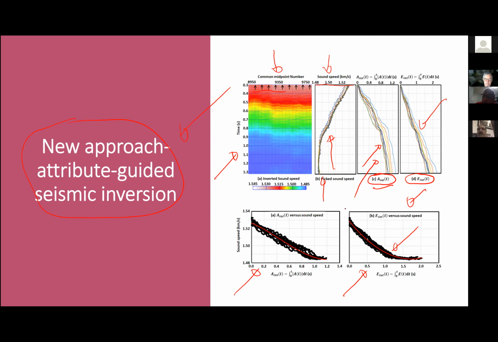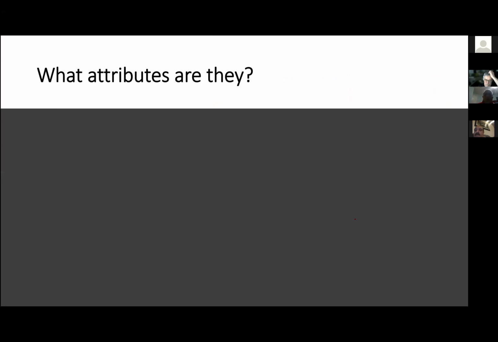So what if we use the stack data, which you can easily do through velocity analysis, find out this relationship and use that as an initial model? And that's exactly what I'm going to show in the next few slides. But before that, I wanted to discuss what those attributes are.